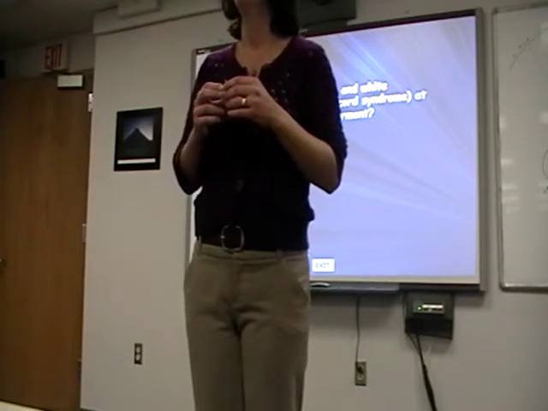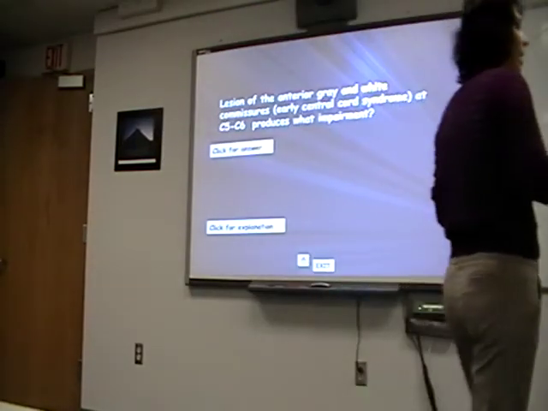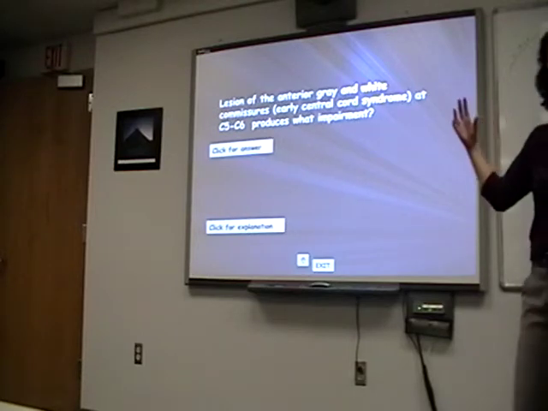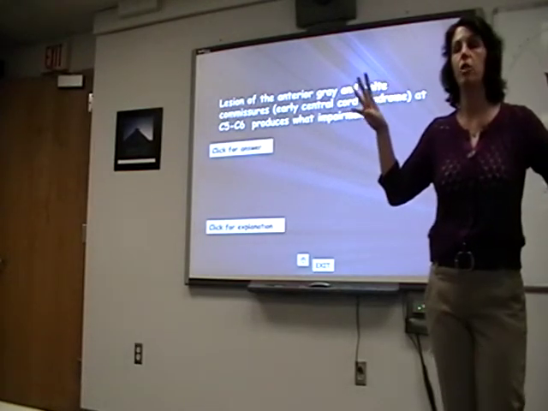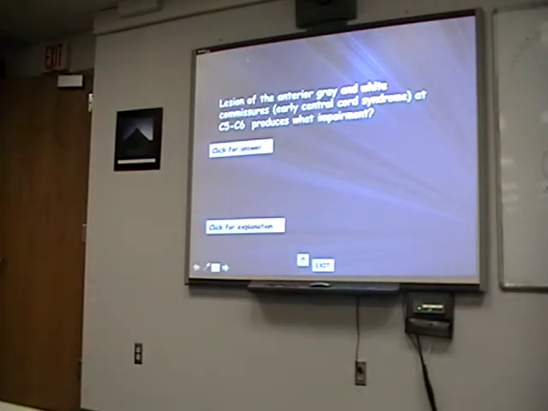Where? What side? Bilaterally. Because this is where the anterolateral fibers are coming in and crossing. So this would be just at the level of the lesion, about the level of the lesion, and it would be bilateral. So this is early central cord syndrome.